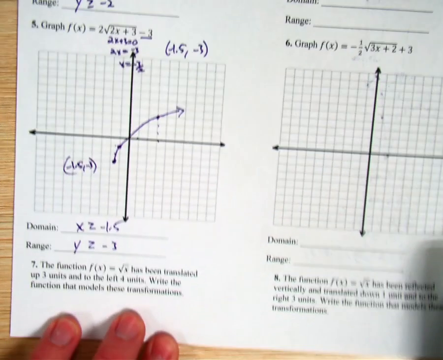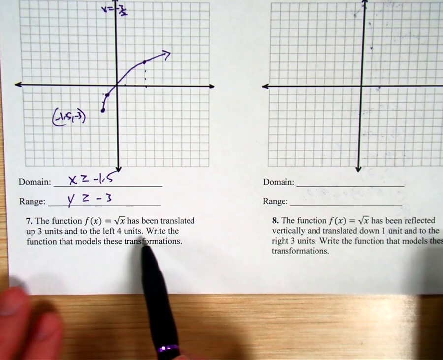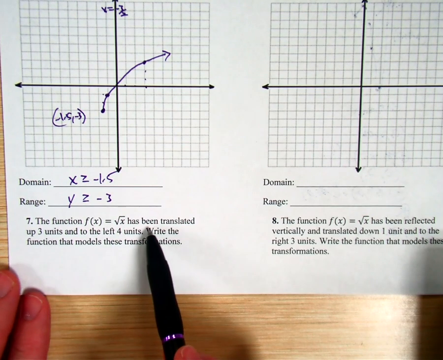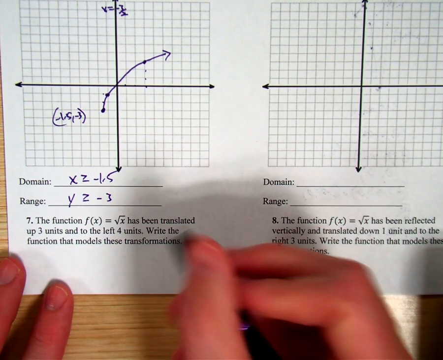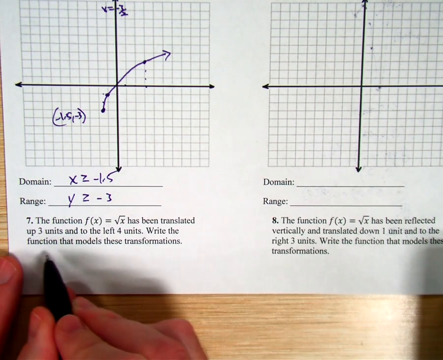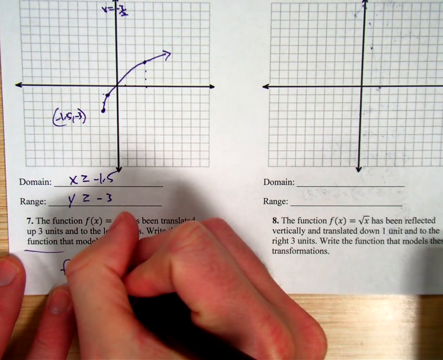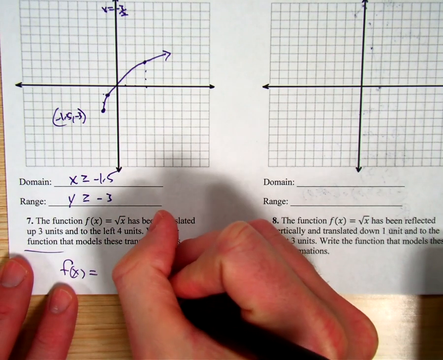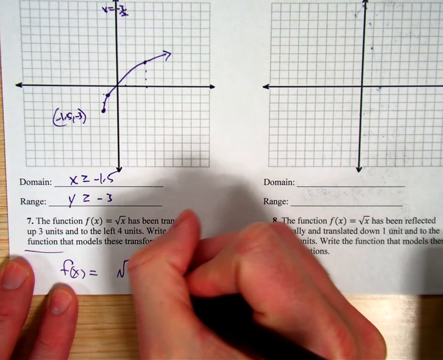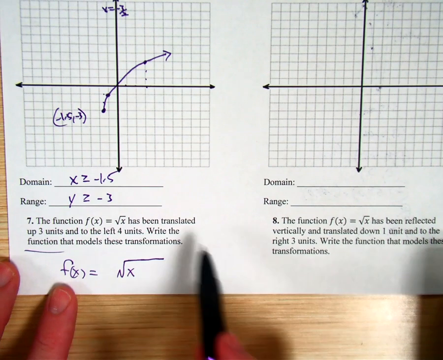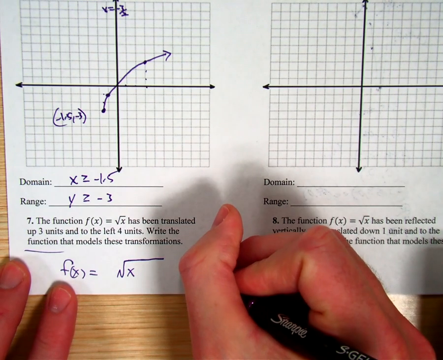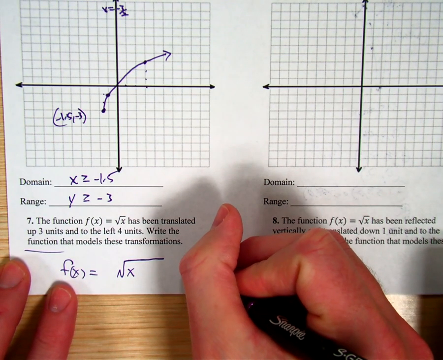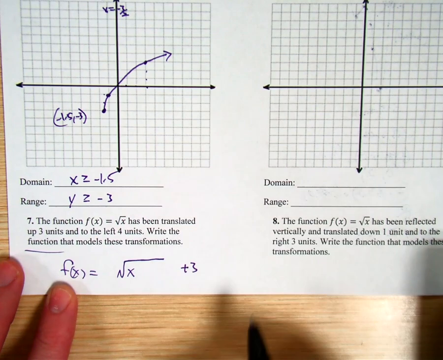And our last one: f of x equals the square root of x, is translated 3 units up and 4 units to the left. Okay, and it wants it in function form. f of x equals, I'm just going to put a square root here with x. Up 3. Up 3, remember up and down is controlled on the outside, and that's normal of what your brain wants to do. So up is a plus 3 there.